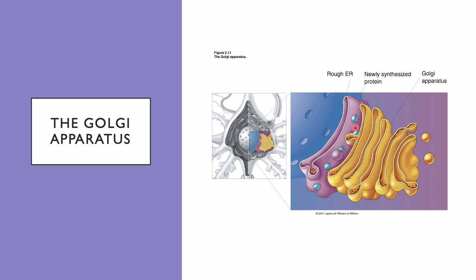Next, we move on to the Golgi apparatus. So remember, newly synthesized protein is most likely made in the rough endoplasmic reticulum where ribosomes have attached. Now, newly synthesized protein goes to the Golgi apparatus, which functions like the post office service of the cell. And it sends the proteins where they need to go.